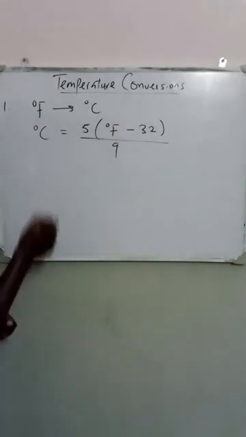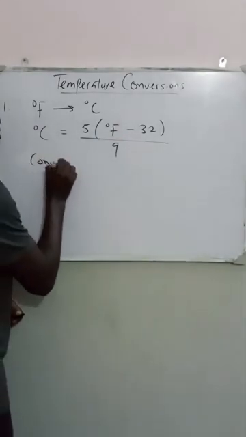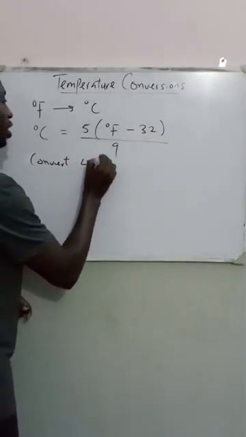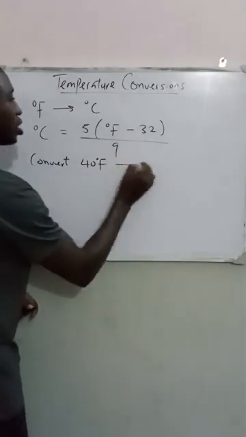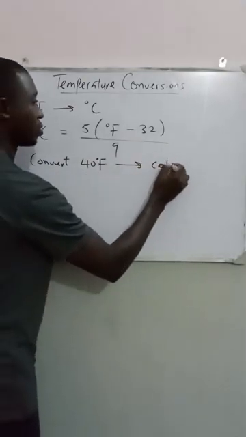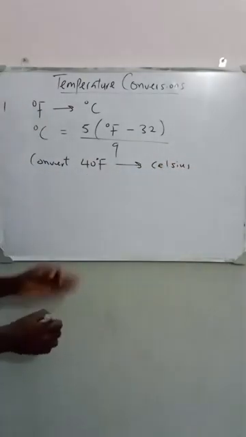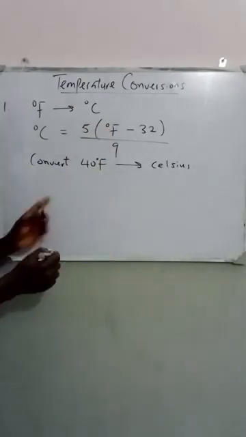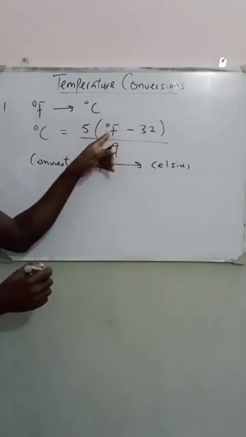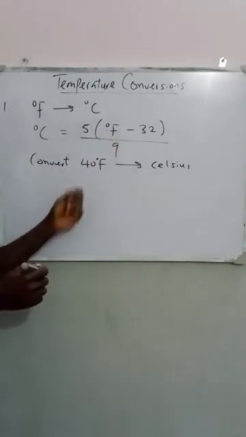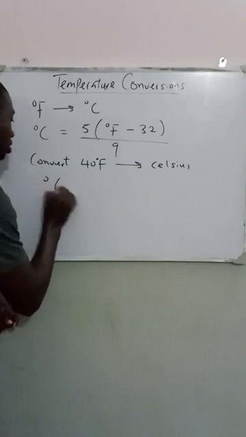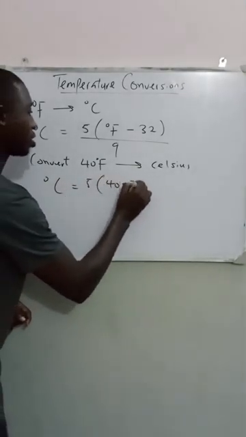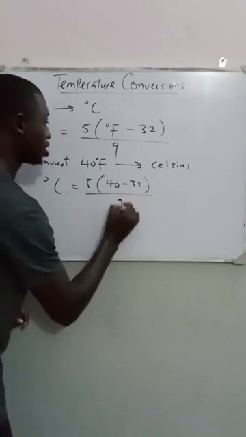For example, if I want to convert 40 degrees Fahrenheit to Celsius, using this formula, anywhere I see the temperature in degree Fahrenheit, I should replace it by 40. My temperature in degrees Celsius will give me 5 times 40 minus 32, everything divided by 9.